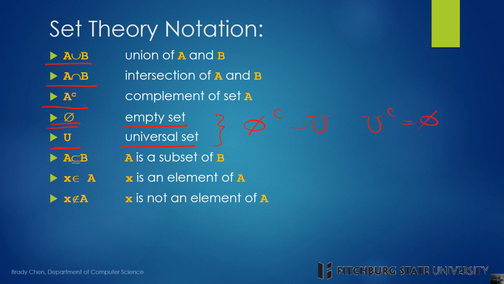And we can also talk about a subset, right? We use A included in B. That's a subset. We use the notation belongs to, so if X is an element of A, we say X belongs to A. And X does not belong to A. Okay, these are all the notations we're going to use. Just keep that in mind.